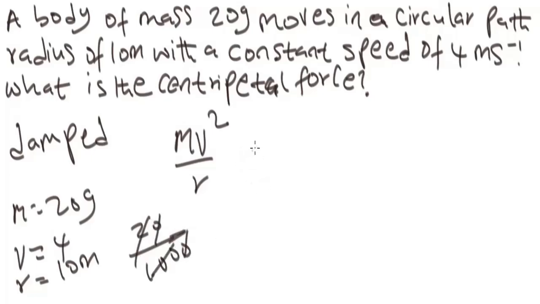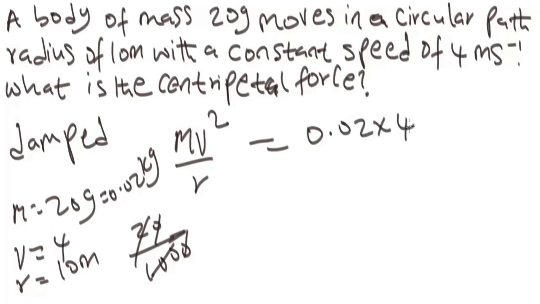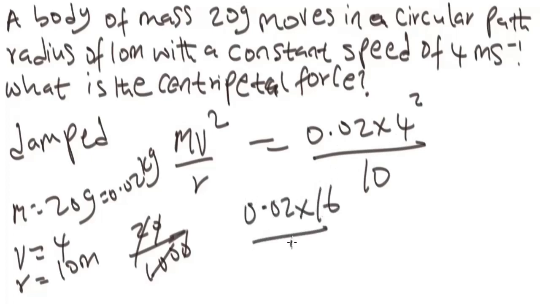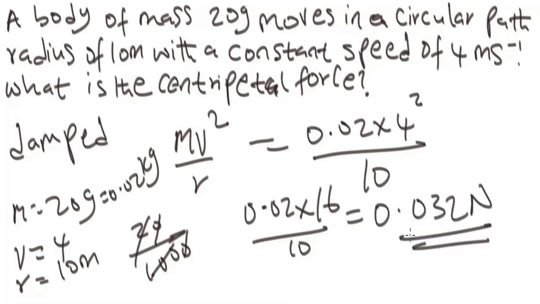So we're going to have 0.02 kg. When you substitute, you're going to have 0.02 times 4 squared over 10. When you simplify this, we're going to have 0.02 times 4 squared, which is 16, over 10. Alright, let me punch this into my calculator and get the value. Okay, so the centripetal force will be 0.032 Newton. That will be the answer to this question.